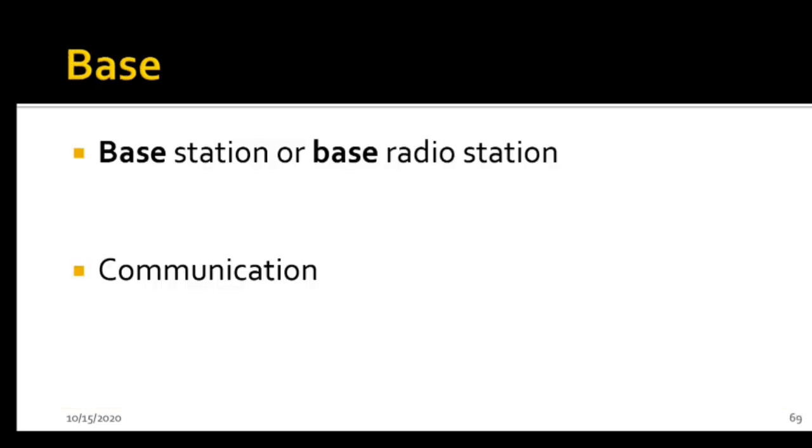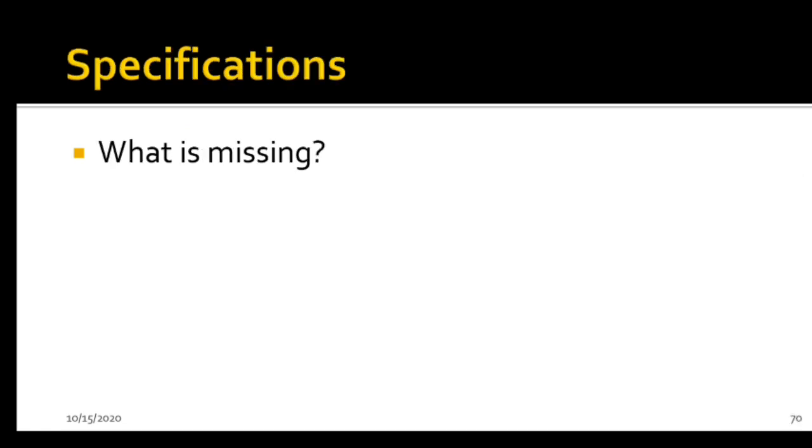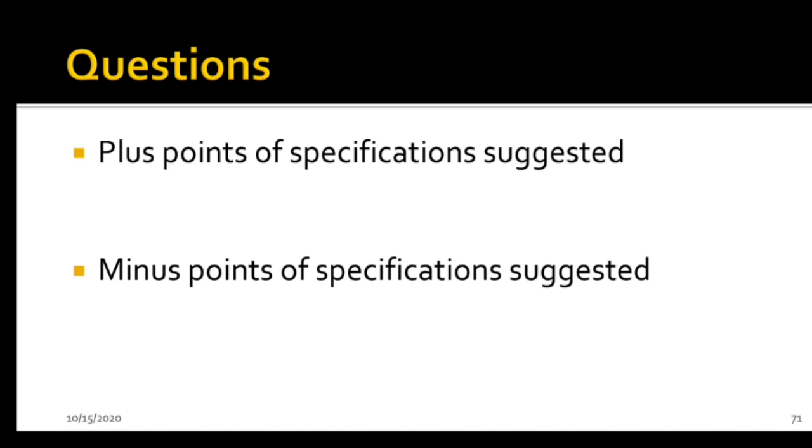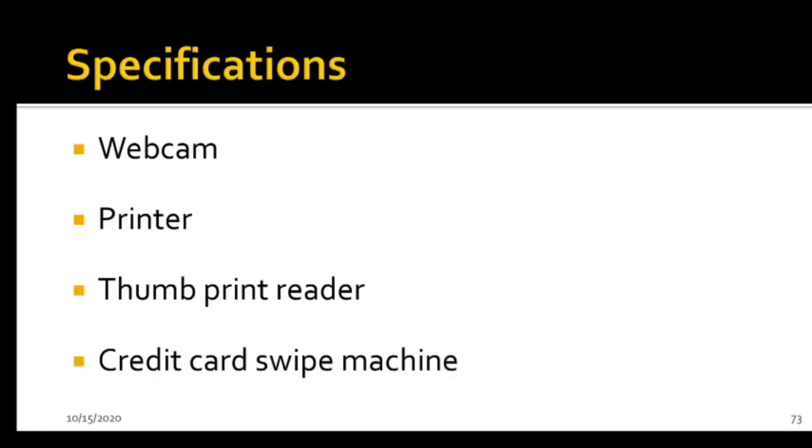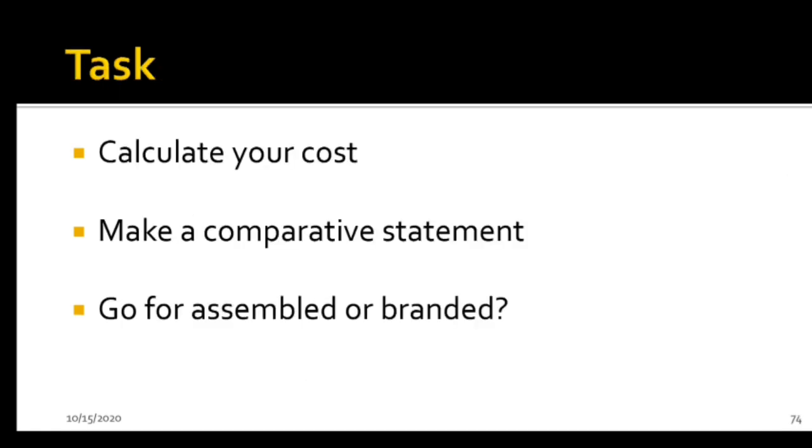There is a term when you are purchasing a computer, base. Base is basically related to communication. So what is missing in this specification? You can make a list. You can note down the plus points and minus points of this specification. Basically in this specification, multimedia, VR, AR, and sensors are missing. You can decide that according to the nature of your work. Then webcam, printer, thumbprint reader, and credit card swipe machine are also missing.